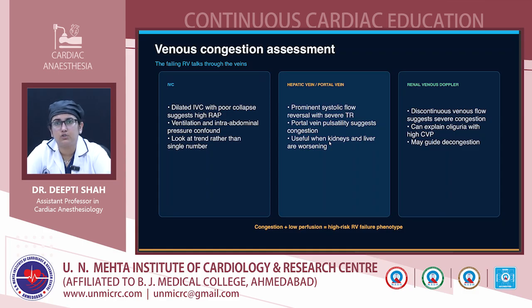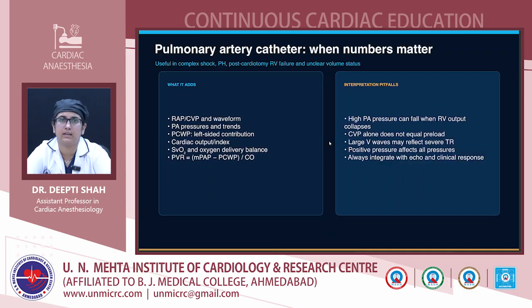So in renal venous Doppler, if the venous flow is discontinuous, it points towards severe congestion. The presence of systolic and diastolic waves in the renal venous Doppler suggests mild congestion. However, if it is discontinuous, it suggests severe congestion. It can also explain oliguria with high CVP. Thus, congestion plus low perfusion points towards a high risk RV failure phenotype.